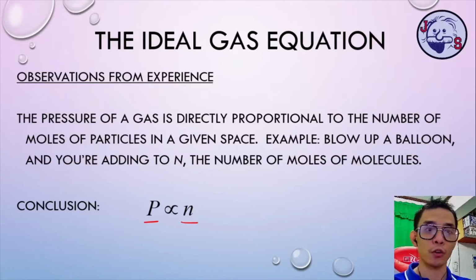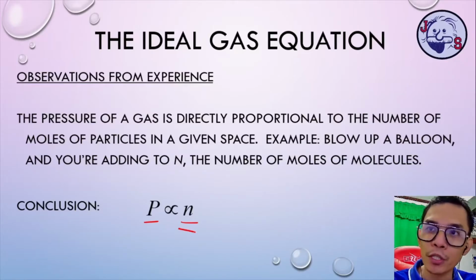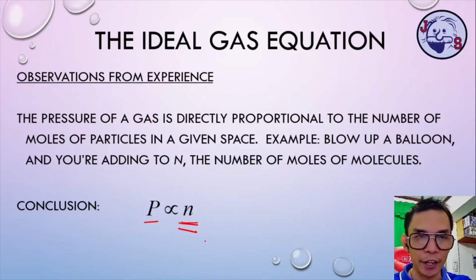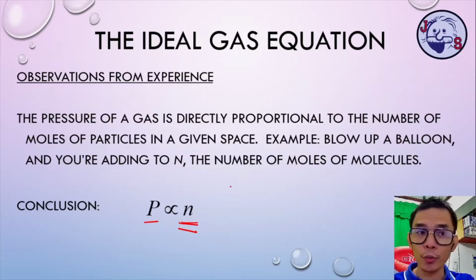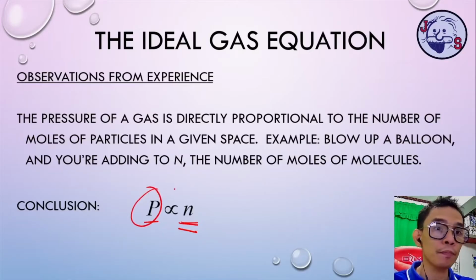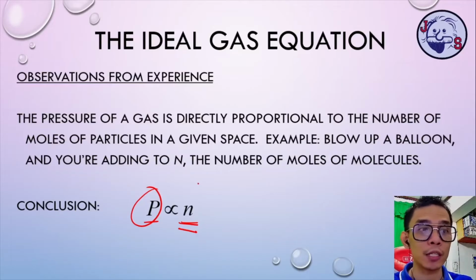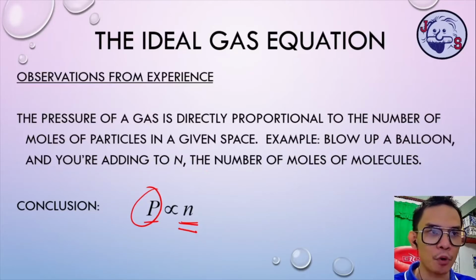Now, by doing so, you increase the number of moles of air inside the balloon. Upon doing that, the pressure inside the balloon also increases. So, as the number of moles increases, the pressure inside the balloon also increases. Therefore, the relationship between these two is directly proportional.